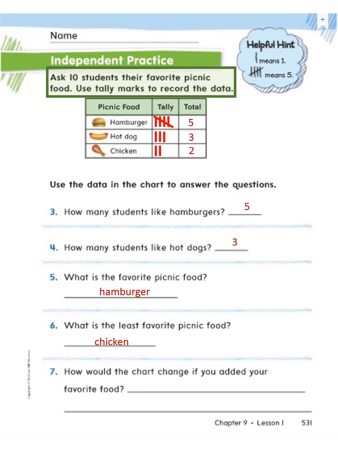Good. Number 7 is a little trickier. How would the chart change if you added your favorite food? So let's say your favorite food was chicken. Would we have to change any of these answers? Okay, and remember, you can always try this with your family, and it doesn't have to be about food. It can be about your favorite show or game or sport. Okay, let's move on.